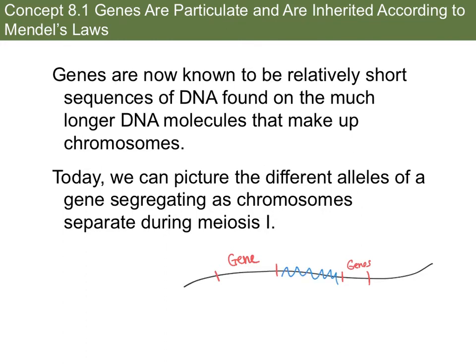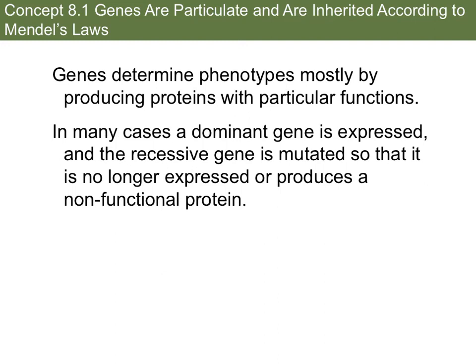Today we can picture the different alleles of a gene segregating as the chromosomes separate during meiosis 1. Genes determine phenotypes mostly by producing proteins with particular functions. In many cases, a dominant gene is expressed, and the recessive gene is mutated so that it is no longer expressed or produces a non-functional protein.